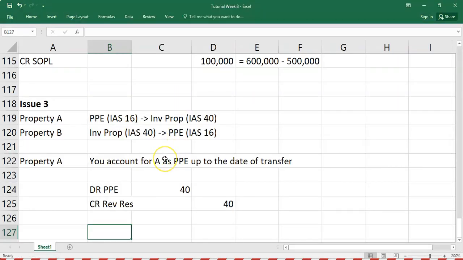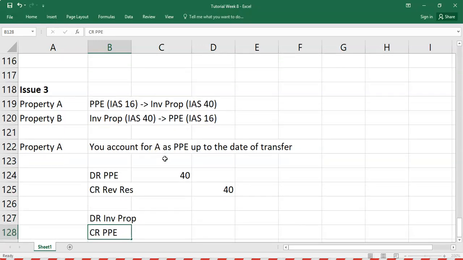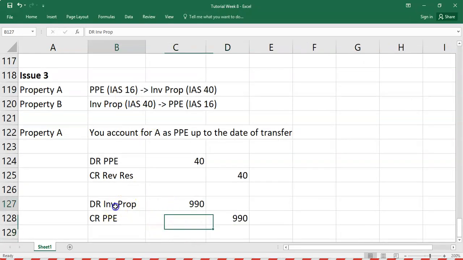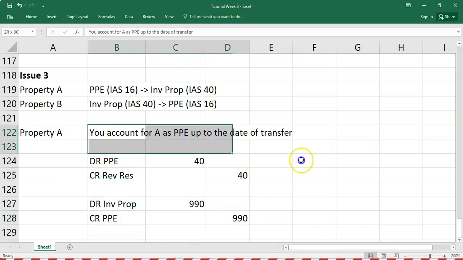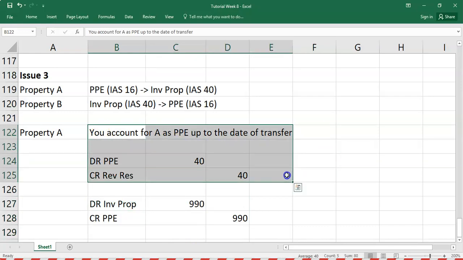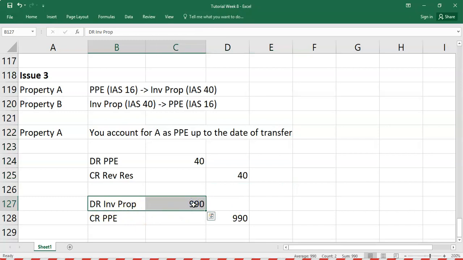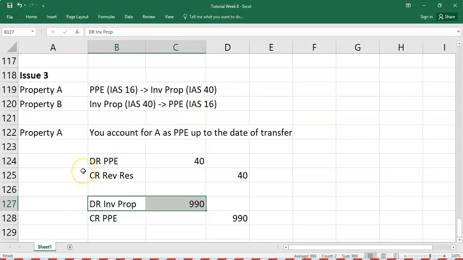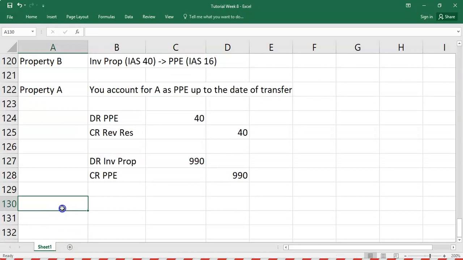So the only other extra step then is debit investment property, credit PPE, just be careful, 990. So what we're showing here is you value it up at the end of the year in the existing treatment, i.e. IAS 16, and then you transfer it over. So now going forward, you're going to have an opening investment property on the 1st of January 2014 of 990, property A.